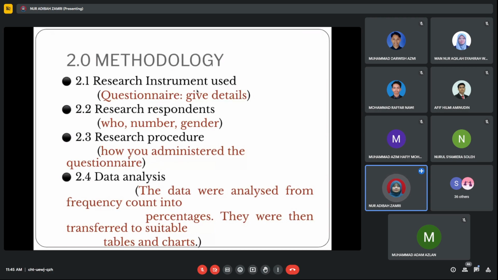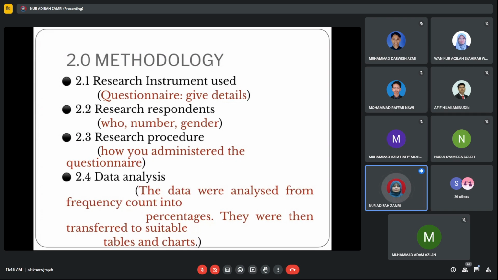So research instrument, basically, we have decided to use questionnaire only. Not interview and not observation, because you won't have enough time for the other methods. And for the research respondents, you need to know who's going to be your respondents. You have to provide the details, let's say the number of them, how many respondents, gender. If you want to choose 2 faculties only, you have to state the names of the faculties clearly, or if they are from semester 3 only, please be specific.